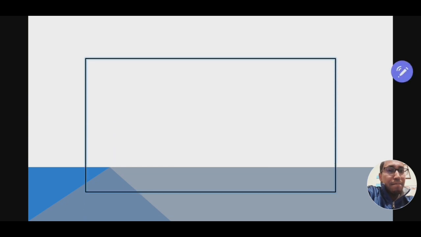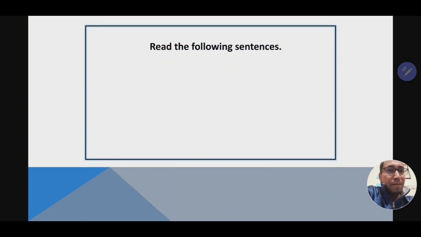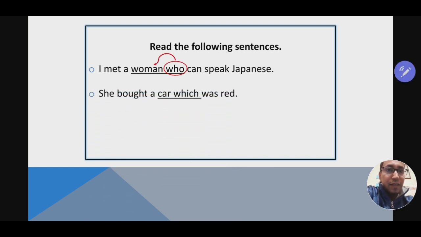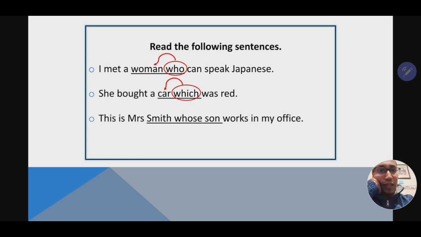Next, read the following sentences. I met a woman who can speak Japanese. Like we said, who is for people. And then, second example, she bought a car which was red. We have which. We use it for things and objects. Now the last one. This is Mrs. Smith, whose son works in my office.